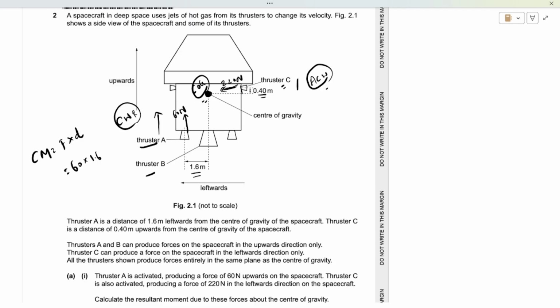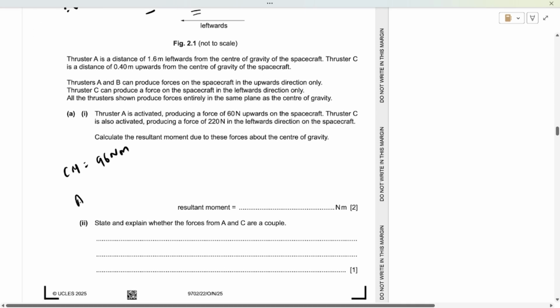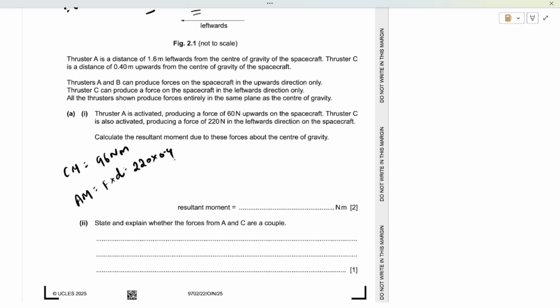So the distance between the center of gravity and the thruster is 0.4 meter. While calculating the anti-clockwise moment, that is force times the distance, which will be 220 times 0.4, this is going to give us 88 Newton meter. And what will be the resultant moment? We know that 96 minus 88 will be 8 Newton meter is the resultant moment.